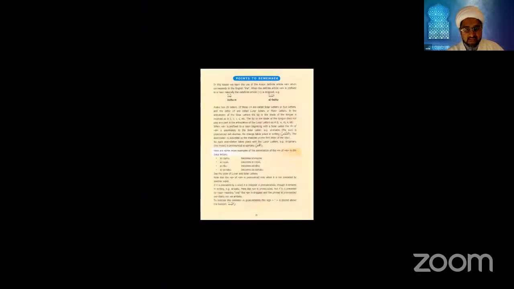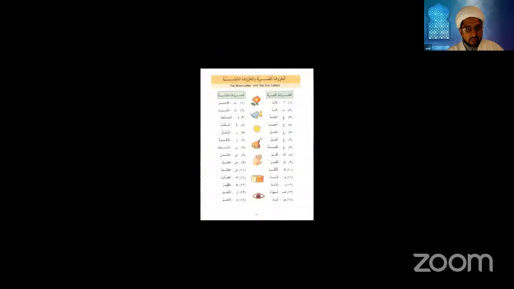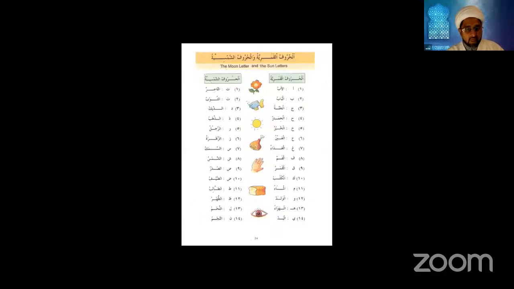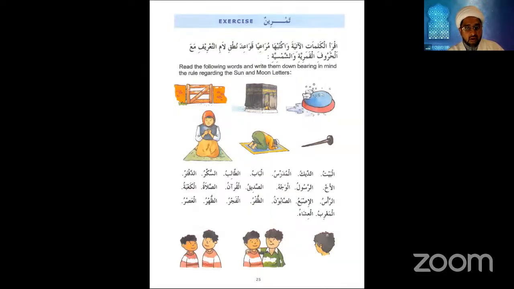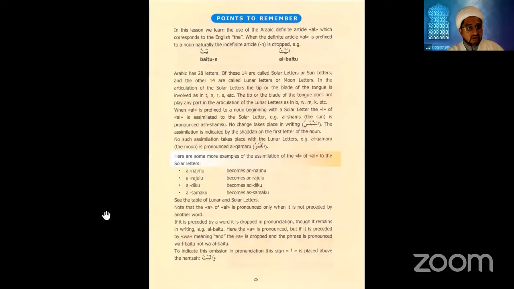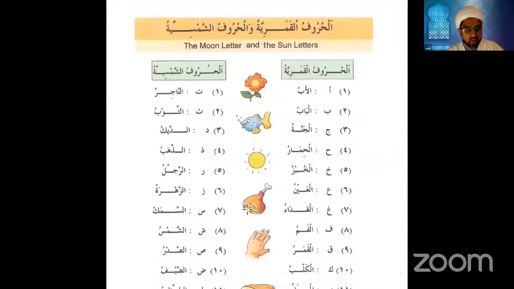Now this lesson itself is a very important lesson. In the Arabic language, we have two types of letters when alif lam is added. So we have the sun letters and the moon letters. I will show you the sun letters, al-huruf al-qamariya and al-huruf al-shamsiya, the moon letters and the sun letters.